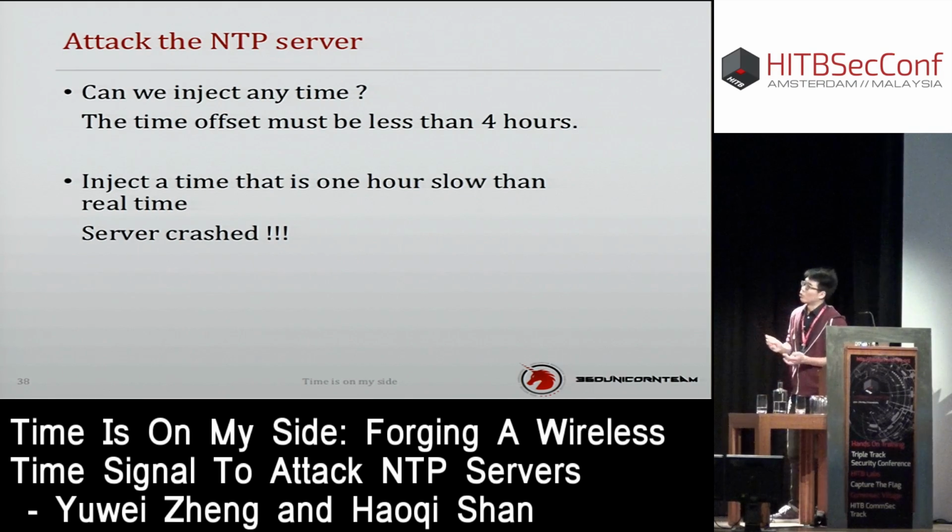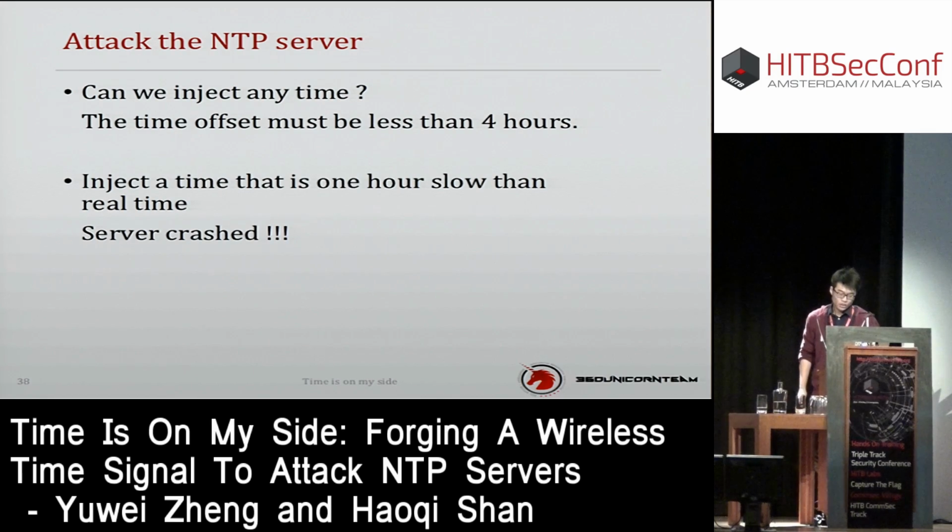That's the limit. We read the source code and exercised it, and we found the largest jitter limit is 4 hours. That means if you inject a time that is ahead or behind the real time of the NTP server by more than 4 hours, it will panic. So what we need to do is shorten the distance.